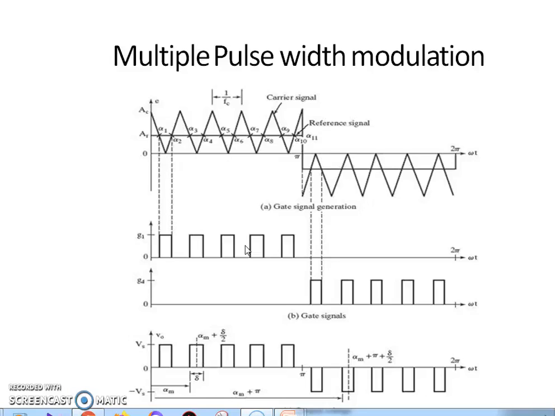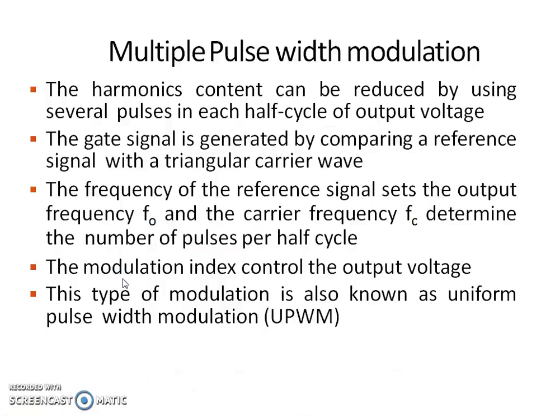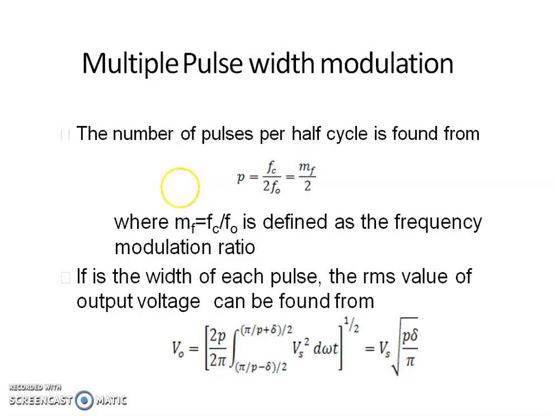We can find out the number of pulses per half cycle. P is equal to Fc divided by 2 F0, where Fc is the carrier frequency and F0 is the output frequency, which is equal to MF divided by 2, where MF is equal to Fc divided by F0, and it is defined as the frequency modulation ratio.